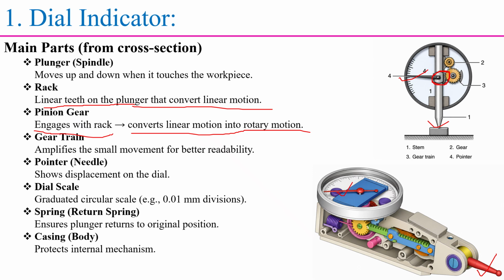Next one is the dial scale. So the dial scale is the graduated circular scale. And next one is the spring. So observe, this is the spring, which ensures the plunger returns to its original position. Next one is the casing, the body, which protects the internal mechanism. So these are the main parts of the dial indicator.